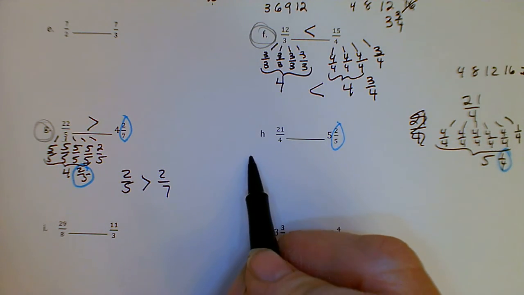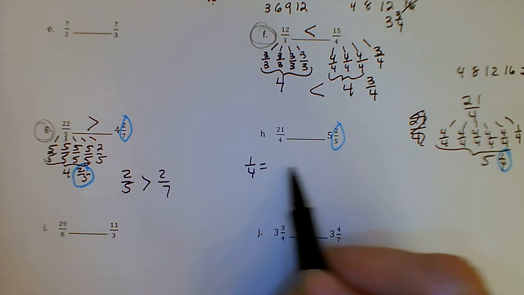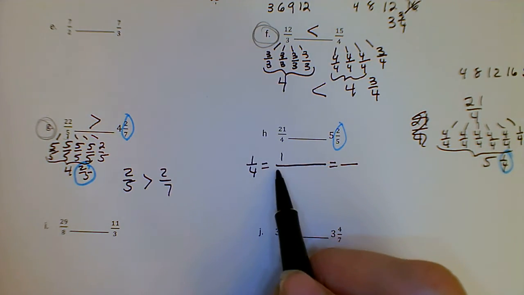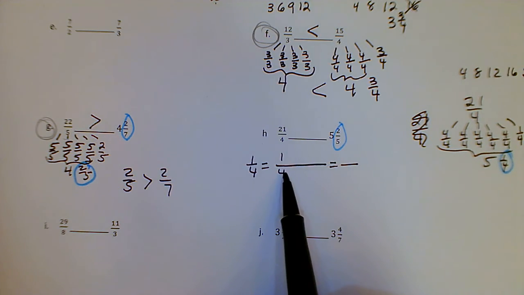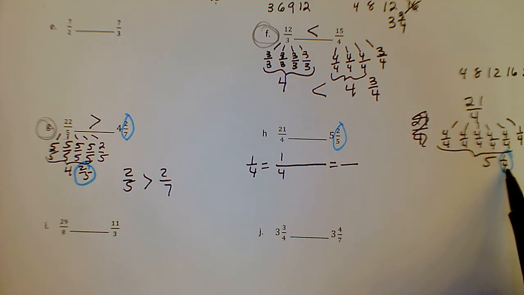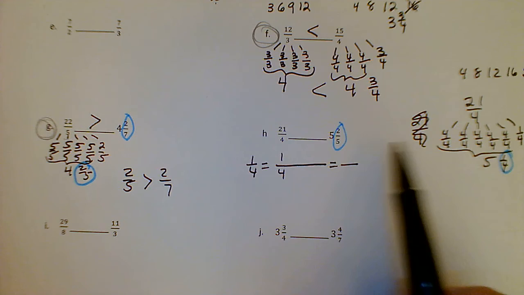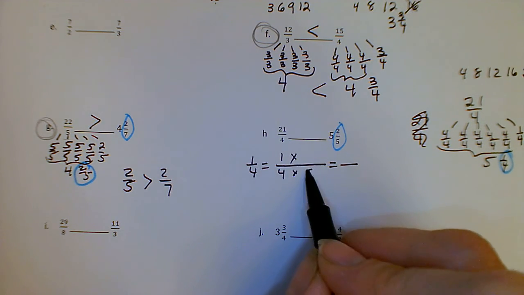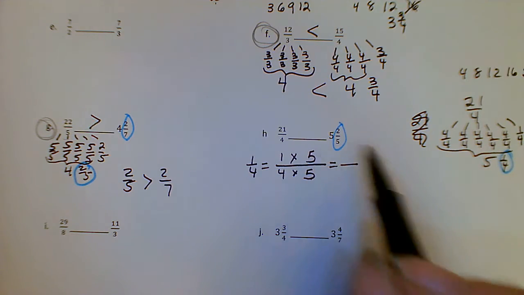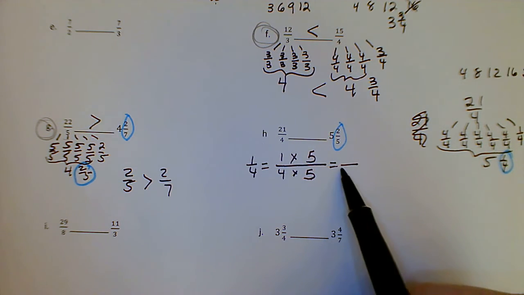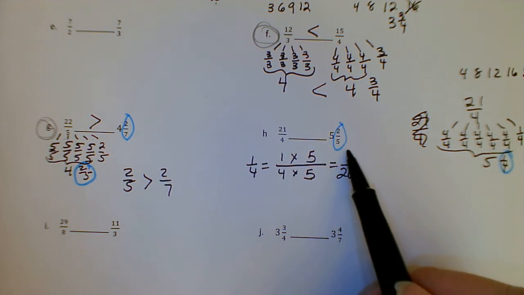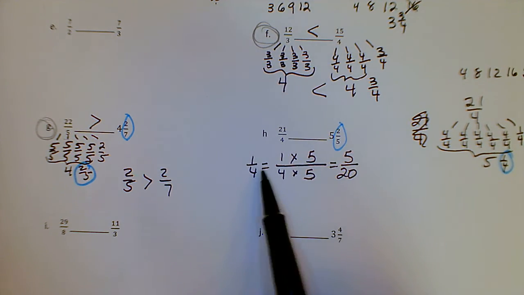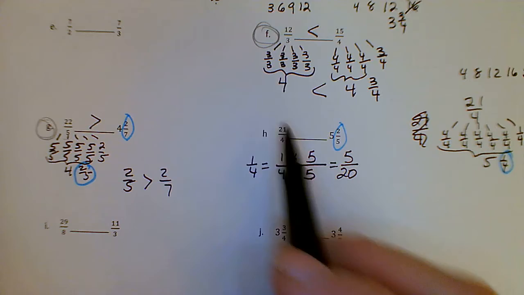So let me take my 1/4, and I want to get a common denominator. So my original fraction is 1/4. I'm going to multiply this fraction by the other fraction's denominator, which is 5. And whatever I do in the denominator, I have to do in the numerator. 4 times 5 is 20. 1 times 5 is 5. So now I have an equivalent fraction. I know 1/4 is the same thing as 5/20.